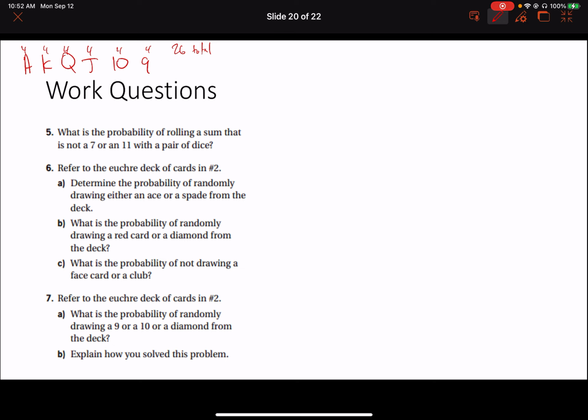Okay, determine the probability of randomly drawing either an ace or a spade. So each of these has a heart, diamond, club, or a spade, right? So there's going to be 6 spades, 6 clubs, 6 diamonds, and 6 hearts. So what is the probability of randomly drawing an ace or a spade?